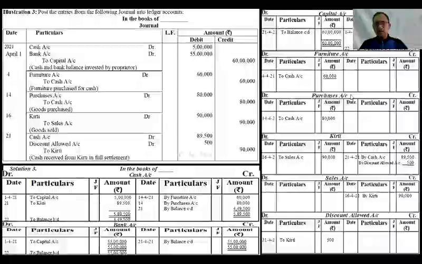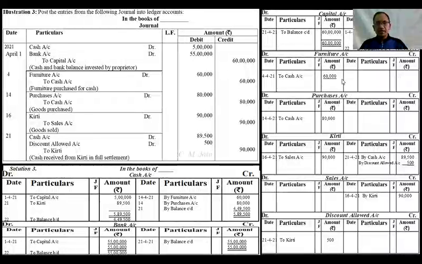Now furniture account, again an asset, again a permanent account, real account. So this also will be closed using balance carried down, brought down. So on credit side, we will write 21st April 21, by balance carried down 60,000, then total on both sides. And then on debit side, 22nd April, to balance brought down 60,000.